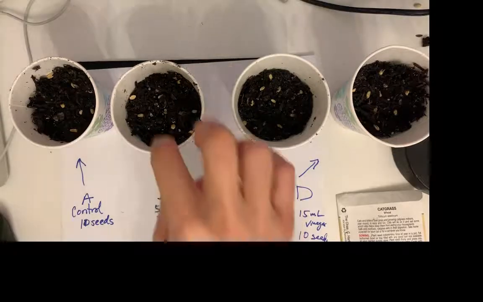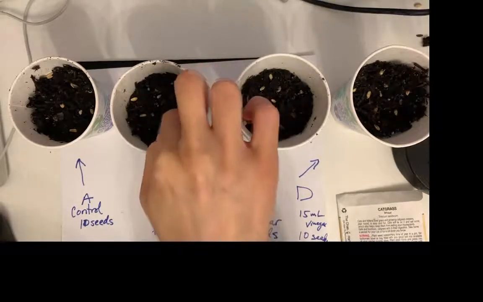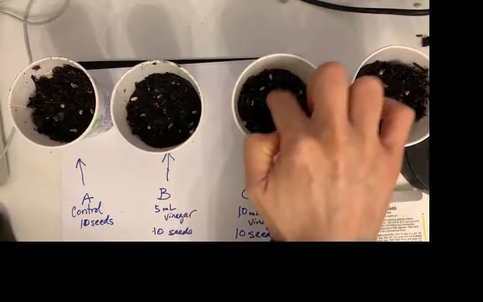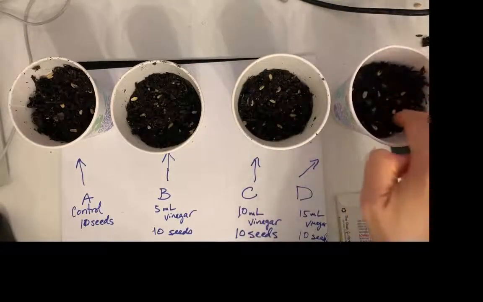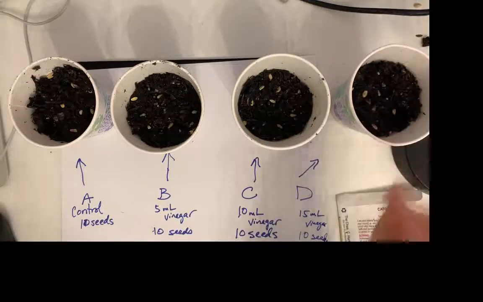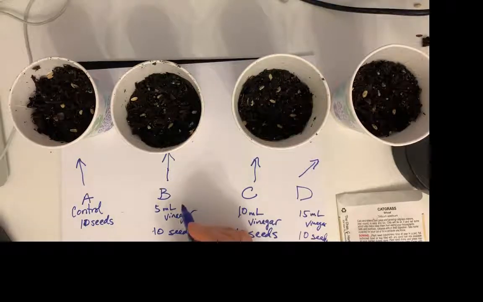I'm going to go ahead and press these all in a little bit more, make sure I have water, and then I'm going to add my vinegar, and then I'm going to cover them. If I don't know how much 5 milliliters of vinegar is, if you look on the notes, 5 milliliters is the same as 1 teaspoon.